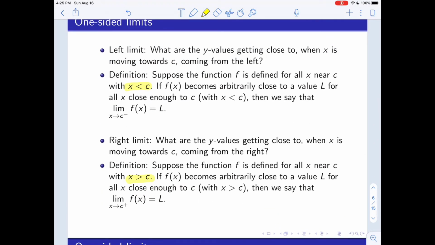So these two definitions should look very similar. Really the only difference is that for a left limit, x is always less than c. For a right limit, x is always bigger than c. For a right limit, we use this plus on our limit point to indicate that. For a left limit, we use this little negative.